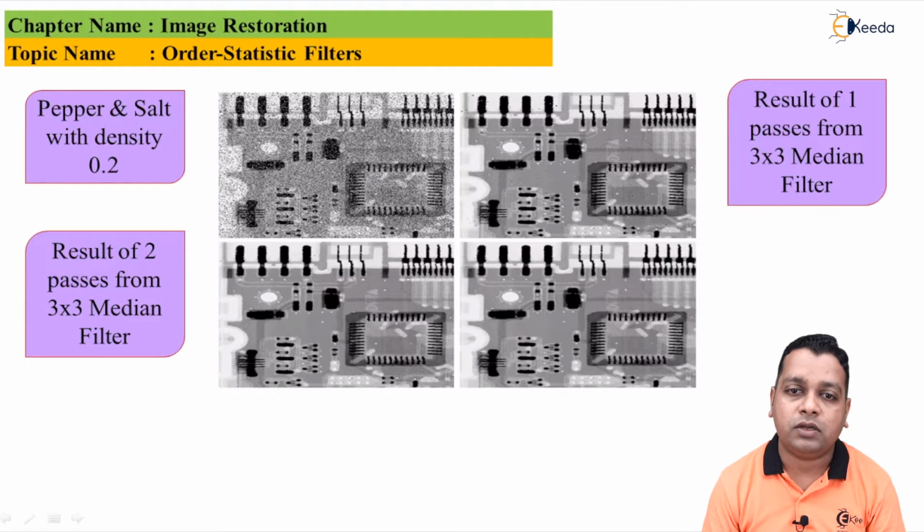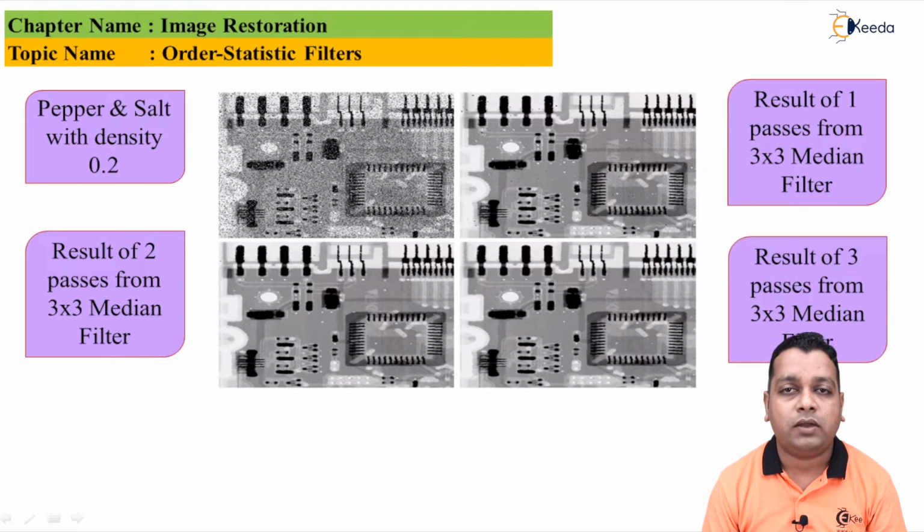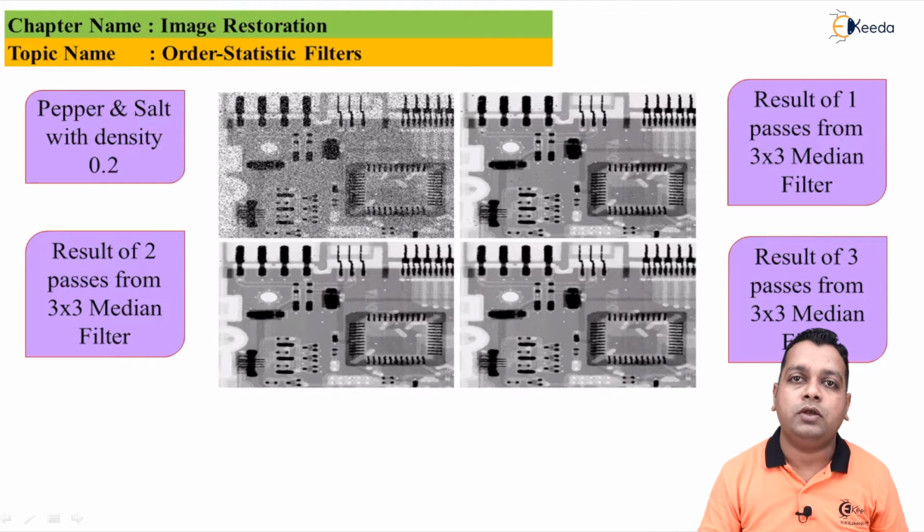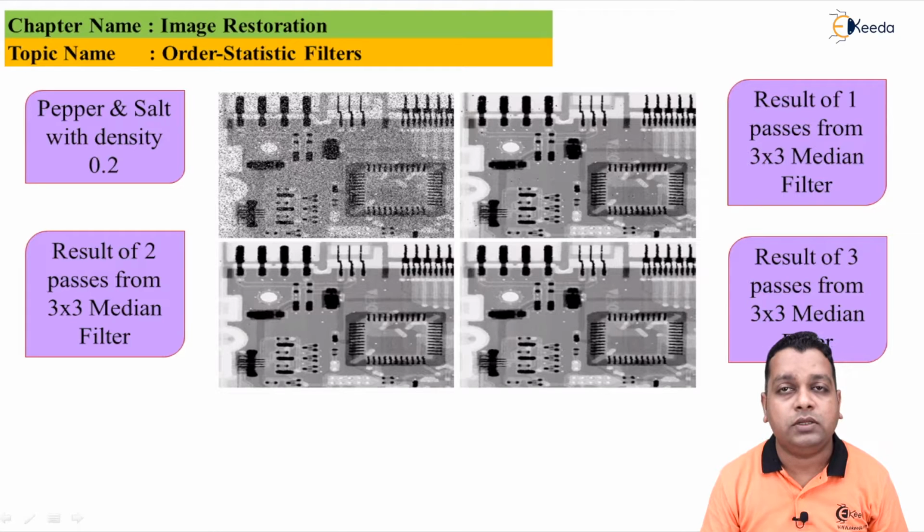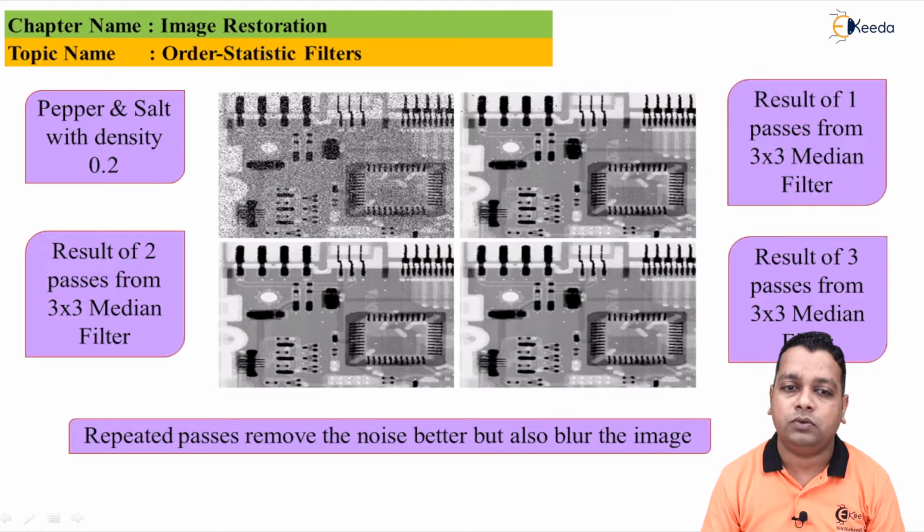Further again we continue median filtering, so that generates this part C of the image. Next to that, we again continue with the median filtering. As we see here, the dark and the white spots in images 2 and 3 have been reduced in image 4. So this is the application of the median filter where the original image is affected by the salt and pepper type of noise. The repeated passes remove the noise better, but also blur the image to a certain extent.